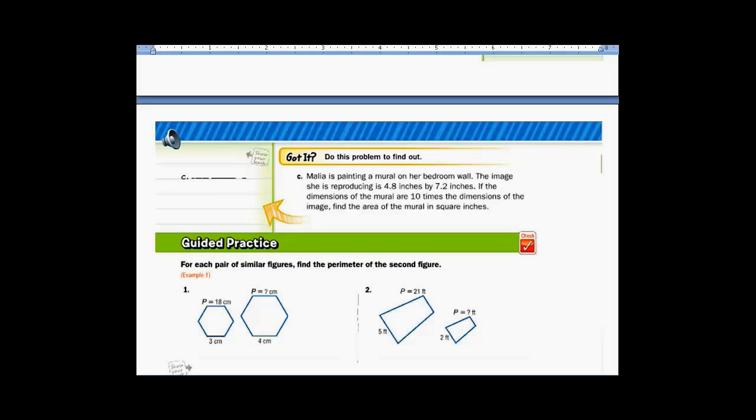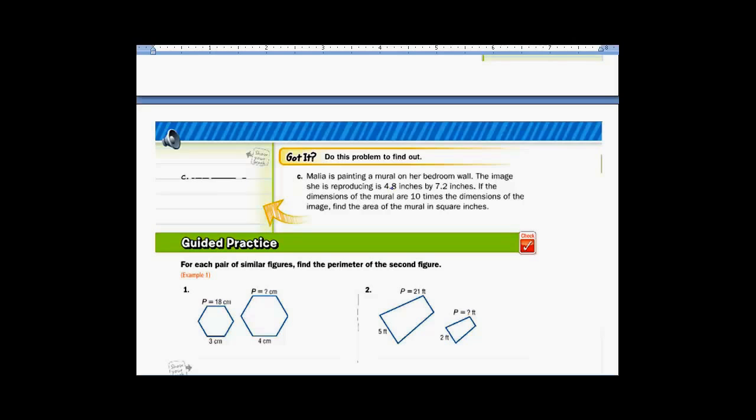All right, this one's the same kind of thing. Malia is painting a mural on her bedroom wall. The image she is reproducing is a 4.8 inch by 7.2 inch image. If the dimensions of the mural are 10 times the dimensions of the image, find the area of the mural in square inches. So you cannot take 4.8 times 7.2 and take it times 10. That's not going to work. It's 10 times the dimensions.